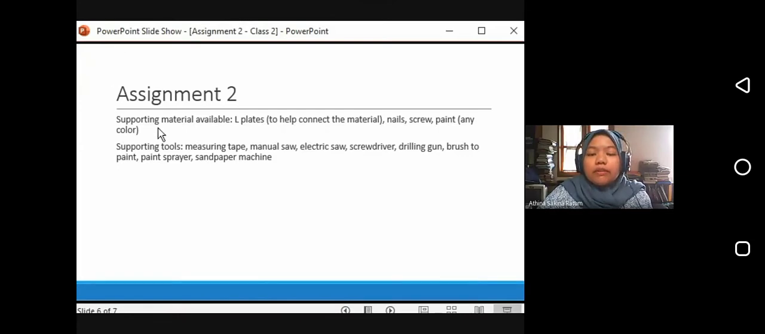You don't always have to use all these supporting tools. You can just use the supporting tools that you think work with your design of work.